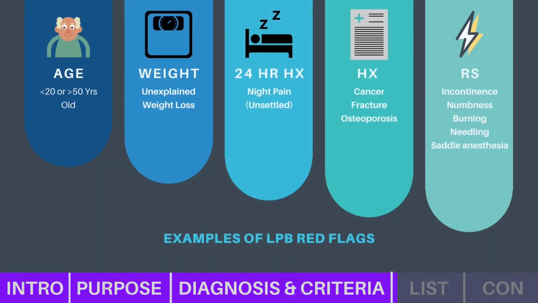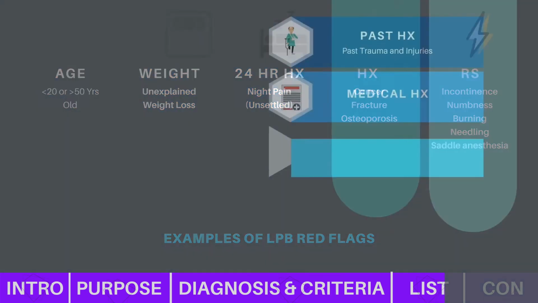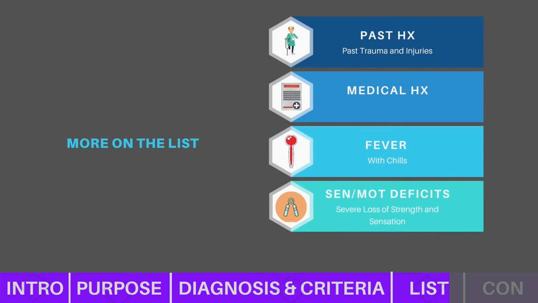In your history taking, here are some examples of your lower back pain red flags. This includes age, unexplained weight loss, and within the 24-hour history, if there is pain that is unsettled, and if there's a history of cancer, fracture, and osteoporosis. Also, incontinence, numbness, burning or needling sensation, and also saddle anesthesia. Adding onto the list, we also have the past trauma history, the past medical history, fever with chills, and also severe sensory and motor deficits.